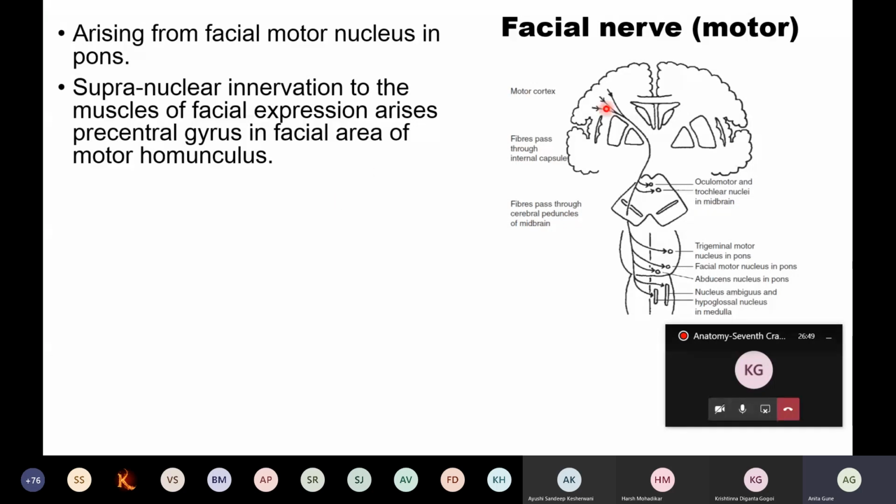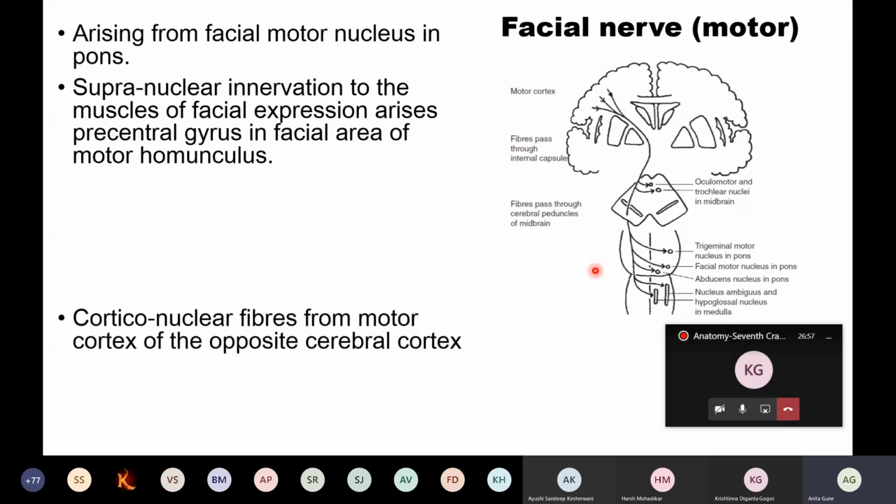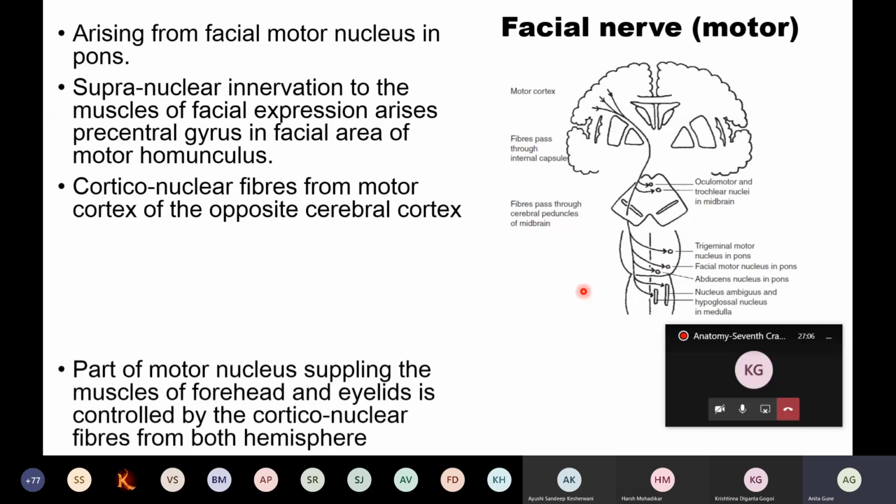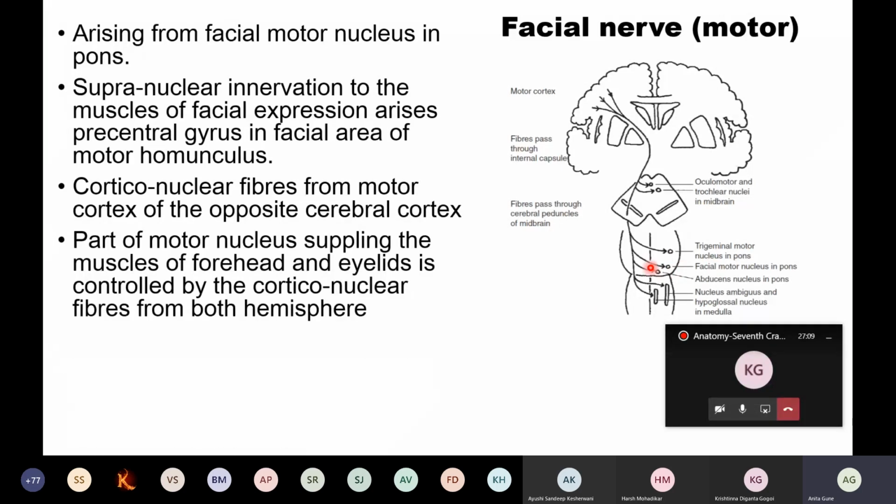This will give connection to all the cranial nuclei, but if you see, they will be crossing over to the opposite side. So it will be under the control of the cerebral cortex of the opposite side. That is, the right side will give fibers to the left motor nucleus. But in the facial nerve, the part of the motor nucleus which supplies the forehead and eyelids is having control from both the sides, right and left side. The other fibers, the lower fibers of the face, will be controlled only by the opposite side.